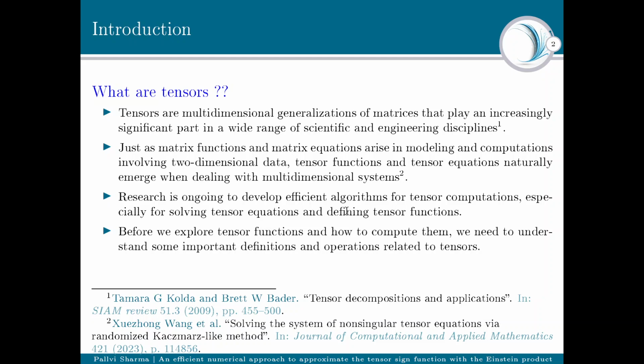So just as matrix functions and matrix equations can be seen in modeling and computations where two-dimensional data is involved, similarly tensor functions and tensor equations can be found in multidimensional data. So research is ongoing to develop efficient algorithms for tensor computations, especially for solving tensor equations and defining tensor functions. So before we explore tensor functions and how to compute them, we need to understand some basic definitions and operations related to tensors.